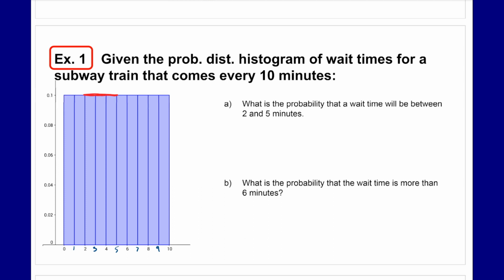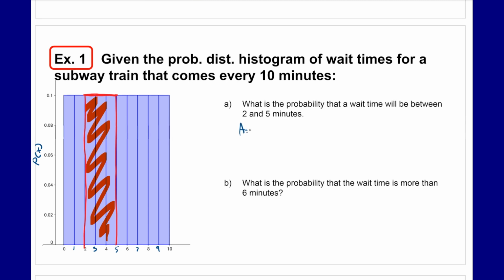Now, with uniform distribution, everything has an equally likely chance of happening. That is what is on our y-axis. We can see that it is 0.1 or 10% chance of any time occurring. So if I'm waiting, what's the probability of waiting for a time between 2 to 5 minutes? I want to find the area underneath this line, which would essentially be the area of a rectangle. This rectangle here to be specific.